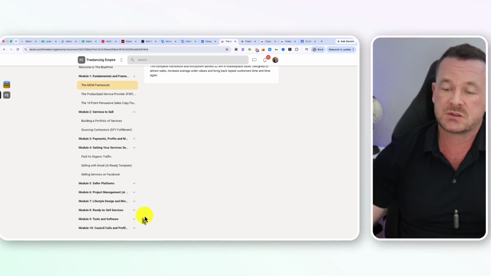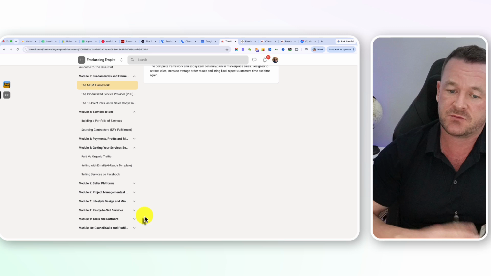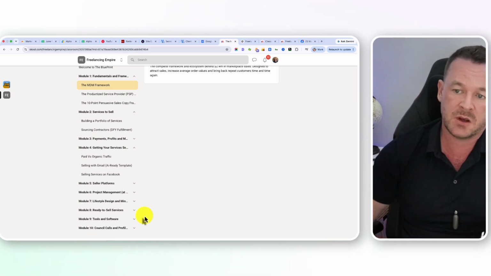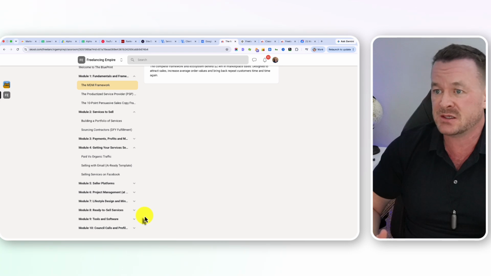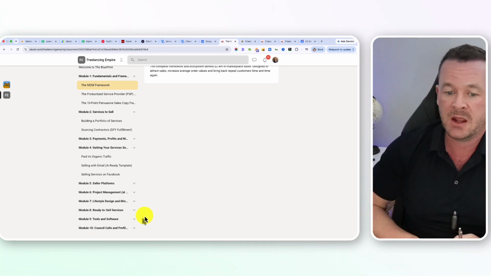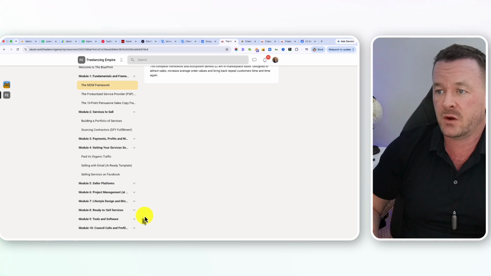Module 9, tools and software. Part of this framework includes things like email marketing and other pieces of software that make this much easier and much more automated. And then finally, module 10 are the council calls and profile audits, which will be uploaded over time.